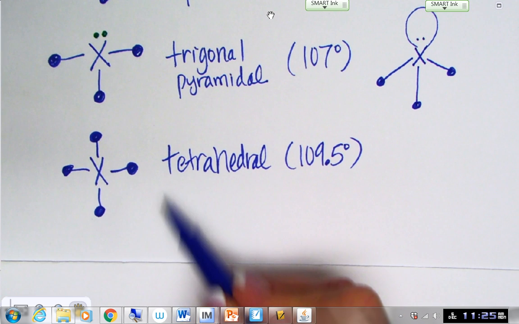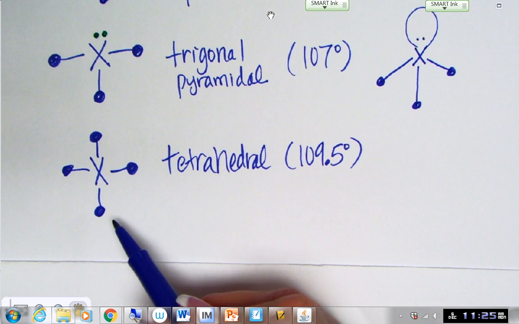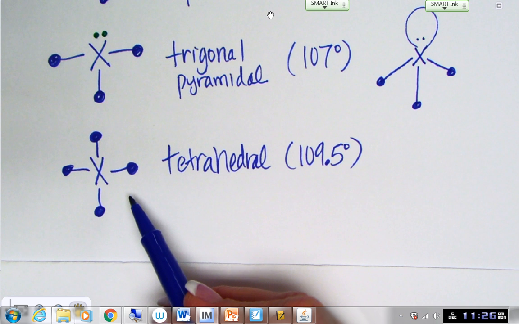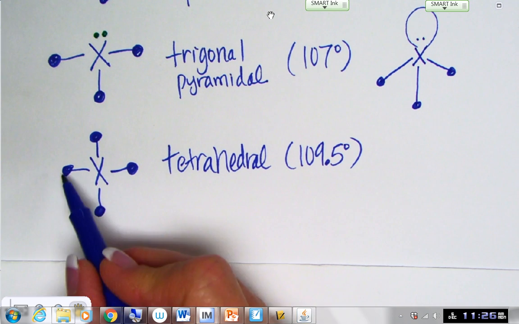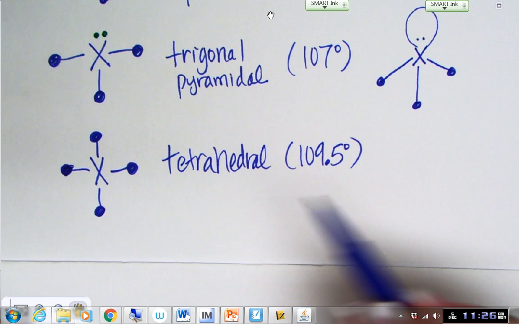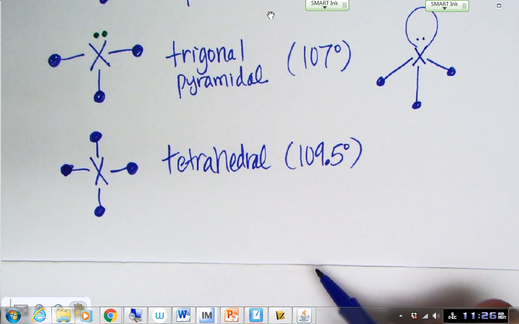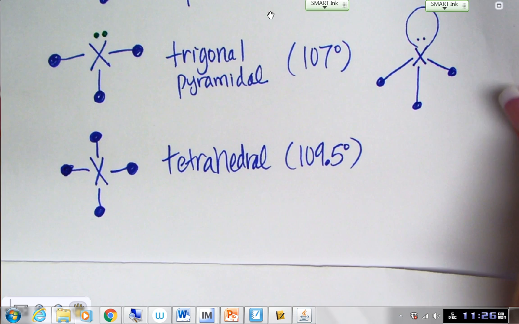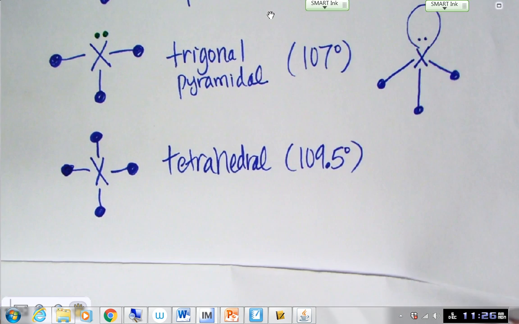Now this one looks like the bond angles are 90 degrees, but remember they spread out farther than that. And again, if you play with the PhET simulations, this will be more visually understandable. But the bond angles are 109.5 degrees. So let's take a look at those homework examples and classify our VSEPR shapes.